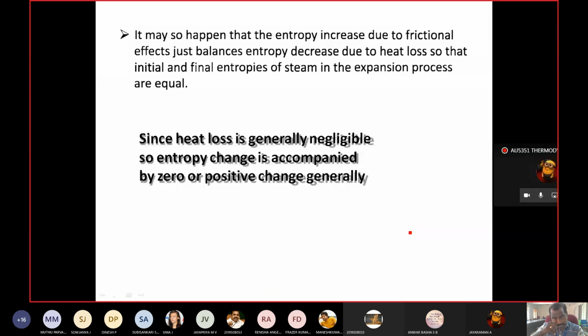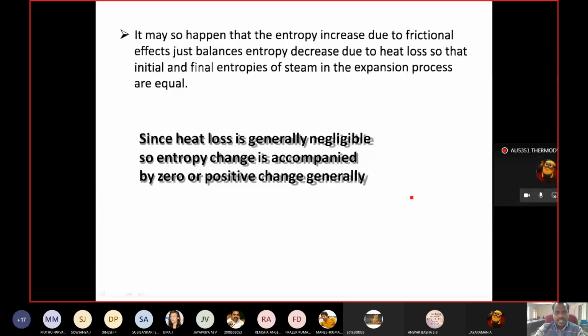Then it may happen that the entropy increase due to frictional effect just balances the entropy decrease due to heat loss, so that the initial and the final entropies of steam in the expansion process are equal. But these are some assumptions. Since heat loss is generally negligible, entropy change is generally zero or positive. So these are some assumptions during the process of the turbine.